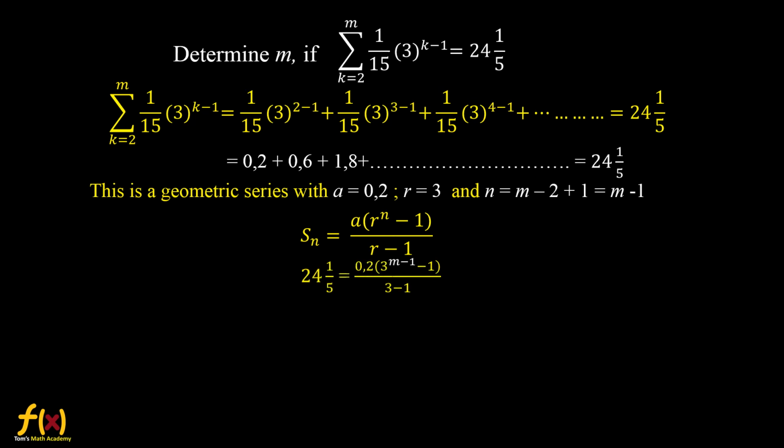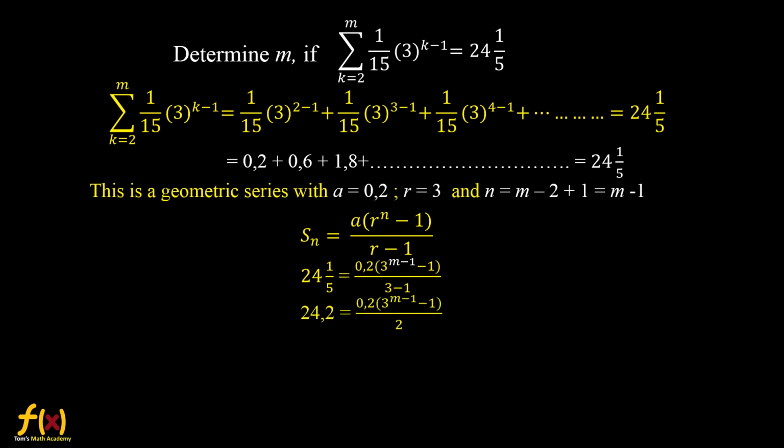We are going to solve for m now. Substitute into the formula very carefully. Sn is 24 and 1 over 5. a is 0,2. r is 3. Remember that n, in this question, is m minus 1. Then the denominator r minus 1, that is 3 minus 1. Now the rest is to solve the equation.